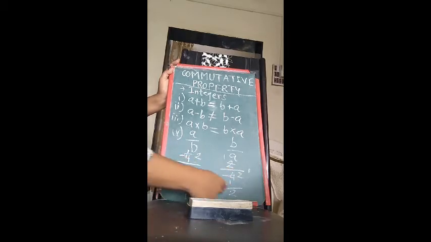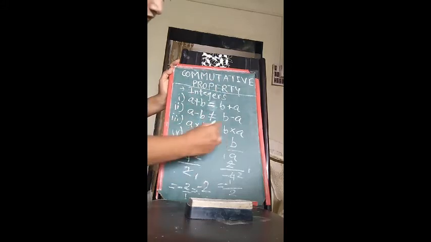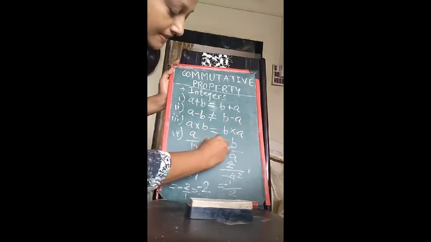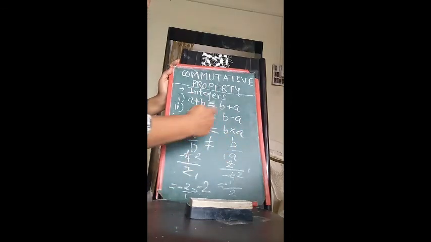So these two answers are different. That's why for division, the commutative property will not be satisfied. That's why we are going to write A upon B is never equal to B upon A. Have you understood? Okay, write down like this.